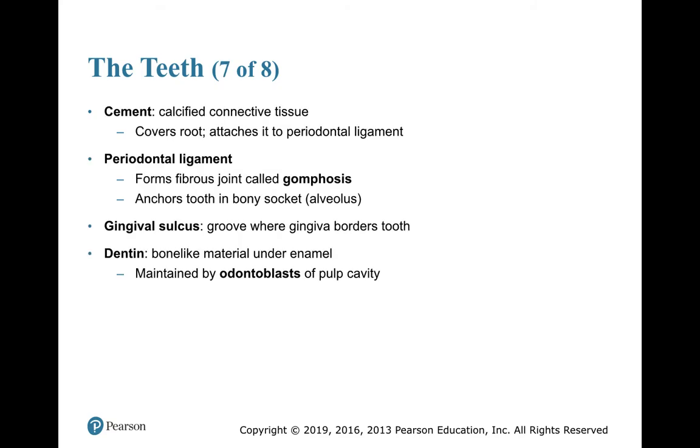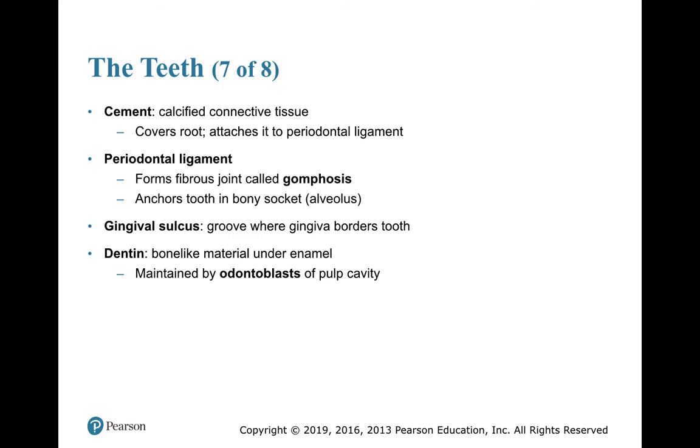Cement is calcified connective tissue that covers the root. It attaches to the periodontal ligament, and the periodontal ligament forms the fibrous joint called a gomphosis. We talked about it when we talked about joints. It anchors the tooth into a bony socket. That bony socket is called an alveolus. Gingival sulcus is the groove where the gingiva borders the tooth, and dentin is a bone-like material underneath the enamel.